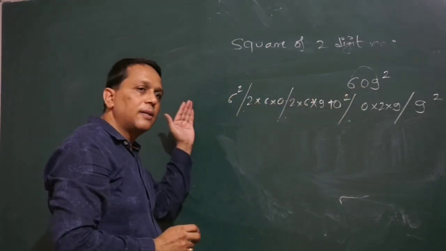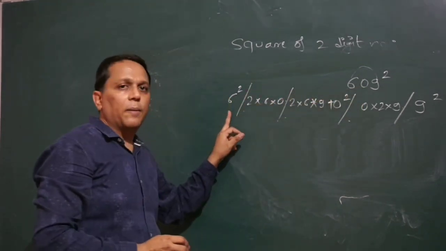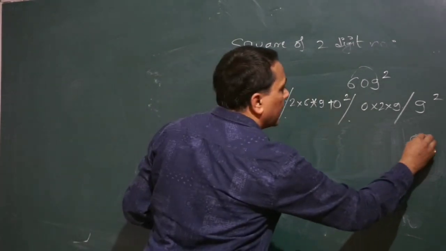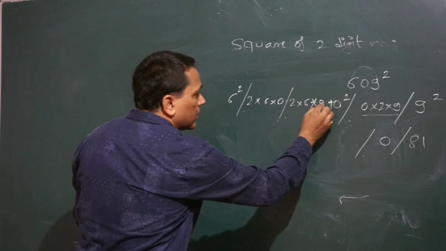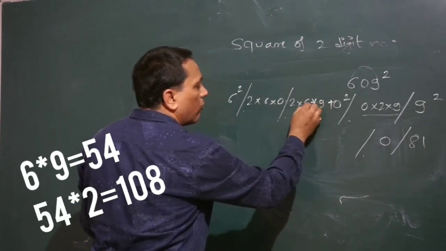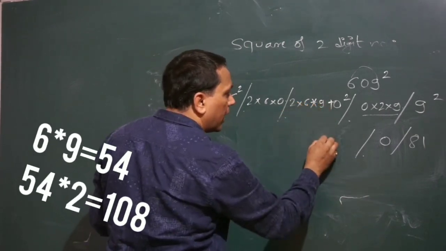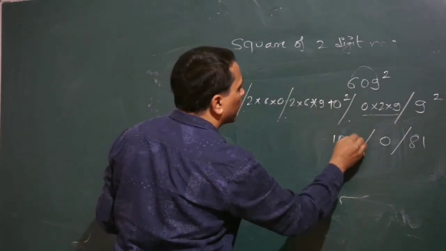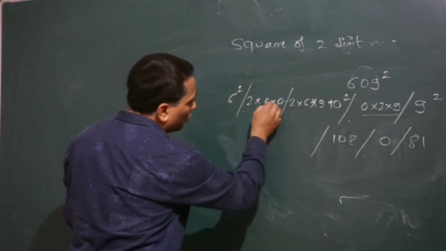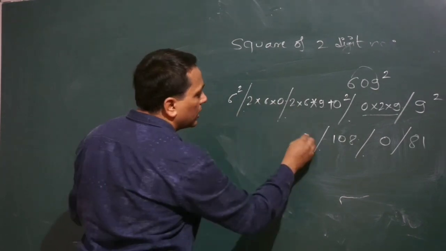And for the last term, 6 square. So 9 square is 81. 0 multiplied by anything is 0. 6 9s are 54. 54 into 2 is 108. 108 plus 0 is 108. 6 into 2 is 12. 12 into 0 is 0.